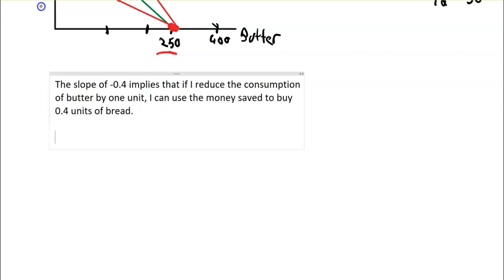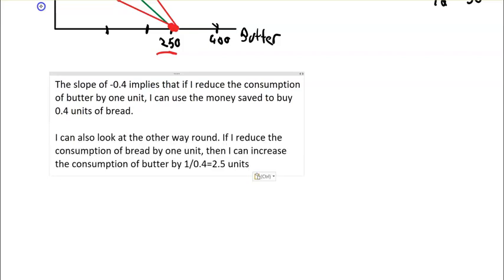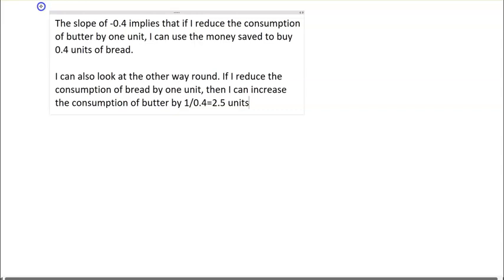I can also do it the other way around. If I reduce the consumption of bread by 1 unit, then I can save up $5. With that $5, I can buy 2.5 units of butter. So just looking at the ratio of prices, we can see what the slope of the budget set is and what the rate of substitution is between those two goods.